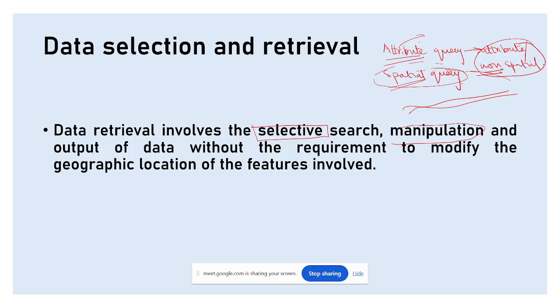So both in spatial and attribute data, we can do this data selection or retrieval. And one important point to remember in case of spatial query or attribute query is that no changes are made in our data or anything related to the geographic location. Data is not completely altered. Only certain selection and certain manipulation is being done.